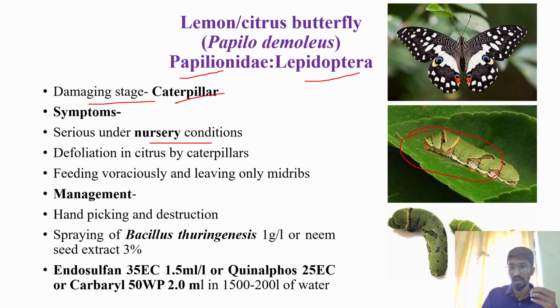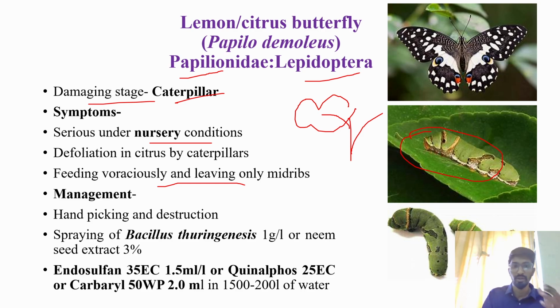These are the larvae that feed on the foliage and defoliate the entire green matter. They feed voraciously, leaving only the midribs. If this pest attacks, you can see only the midribs of the plants, where there will be no green matter. Only the midribs are present due to this infestation.